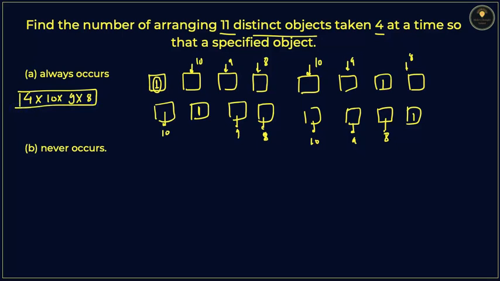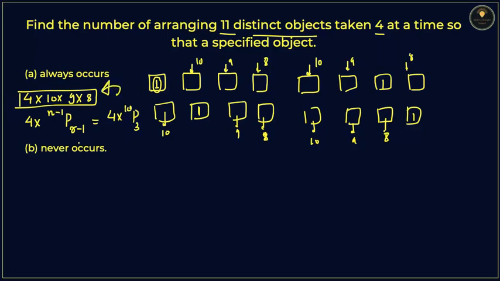You can do the same thing with the formula, since it is always occurring. So you will write the value as 4 multiplied with (n minus 1) P (r minus 1). So we can write the same thing here, that is equal to 4 multiplied with 10 P 3, and that will be the same answer that you will get.